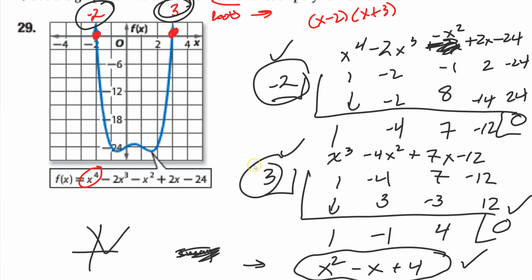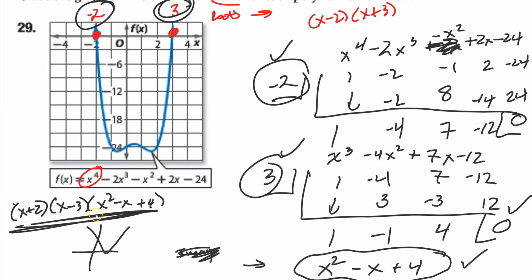So all my roots all together would be x plus 2, x minus 3, and x squared minus x plus 4. That's it factored.